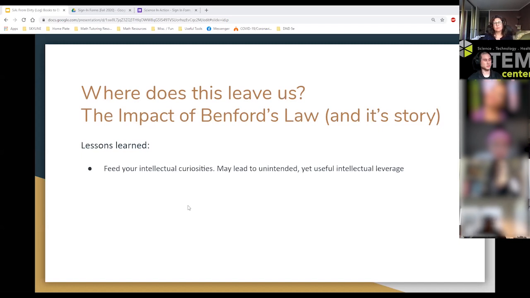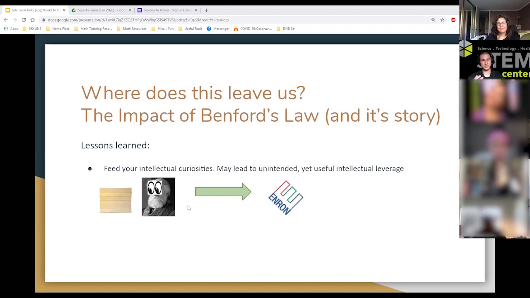First, feed your intellectual curiosities. It may lead to unintended yet useful intellectual leverage, I like to call it, right? It's really interesting that this phenomenon started off with a guy going, yo, there's a dirty book, but just the front half. Why? And now we're getting it used in a situation where in the early 2000s, that era where the market crashed, Benford's Law had a role to play in the Enron scandal. And in a lot of these fraud case scandals, Benford's Law played a role, right?